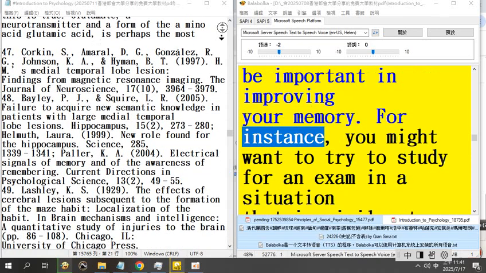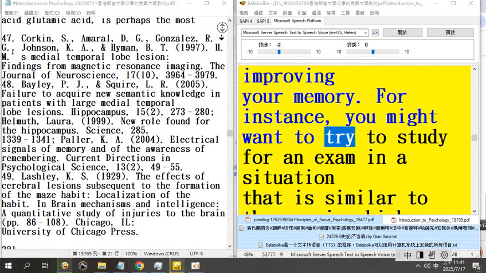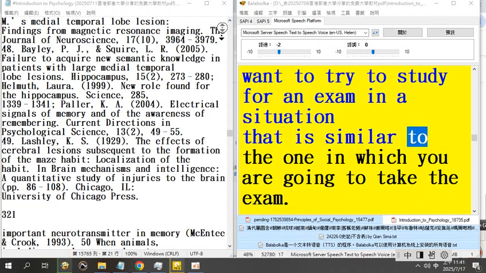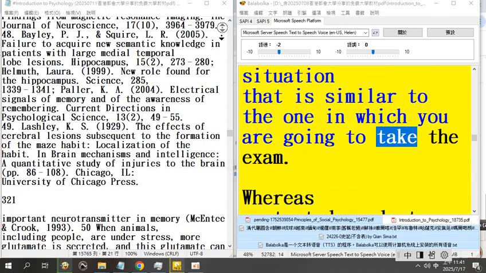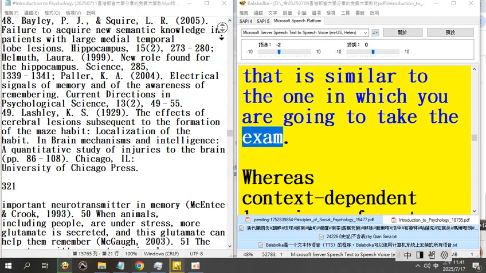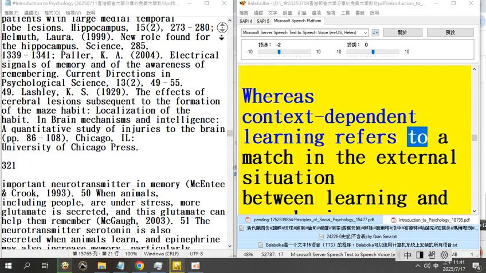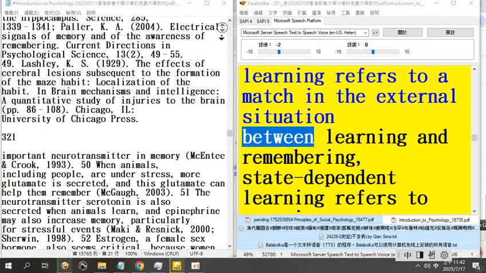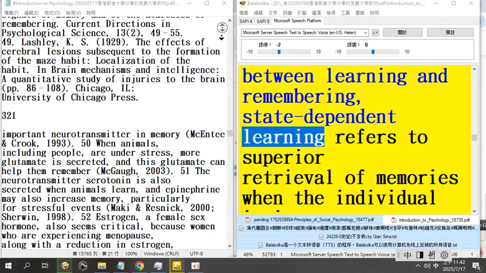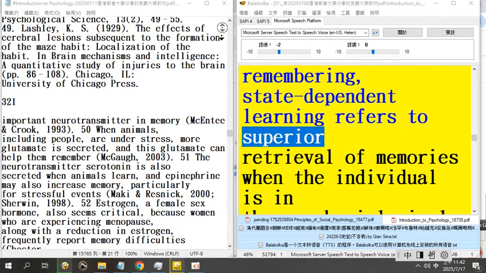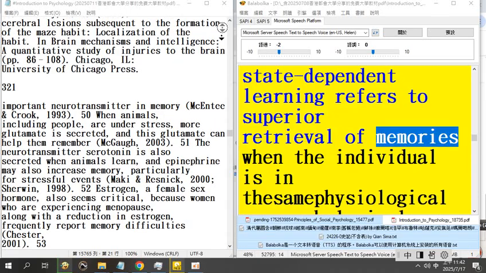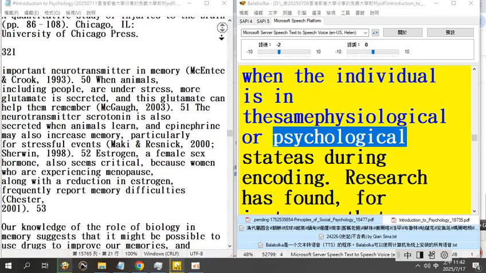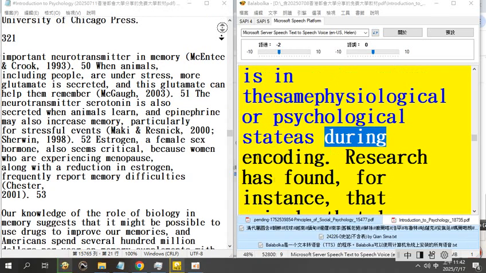For instance, you might want to try to study for an exam in a situation that is similar to the one in which you are going to take the exam. Whereas context-dependent learning refers to a match in the external situation between learning and remembering, state-dependent learning refers to superior retrieval of memories when the individual is in the same physiological or psychological state as during encoding.